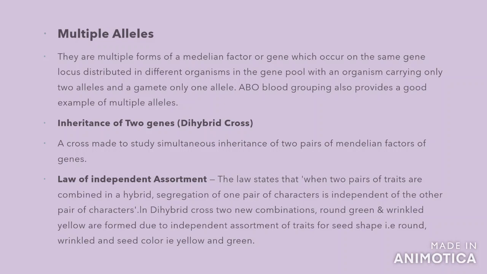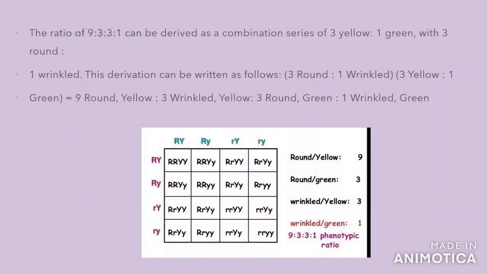In dihybrid cross, two new combinations, round green and wrinkled yellow, are formed due to independent assortment of traits for seed shape, round and wrinkled, and seed color, yellow and green. The ratio of 9:3:3:1 can be derived as a combination series of 3 yellow, 1 green with 3 round, 1 wrinkled. This derivation can be written as follows: 3 round, 1 wrinkled, or 3 yellow, 1 green, is equal to 9 round yellow, 3 wrinkled yellow, 3 round green, 1 wrinkled green.